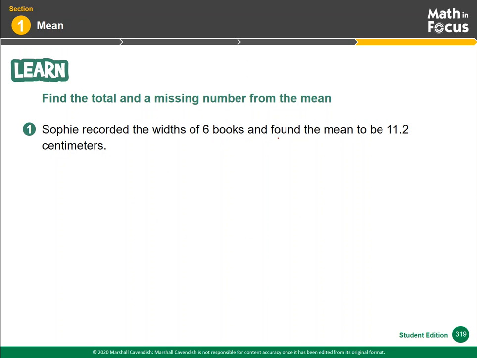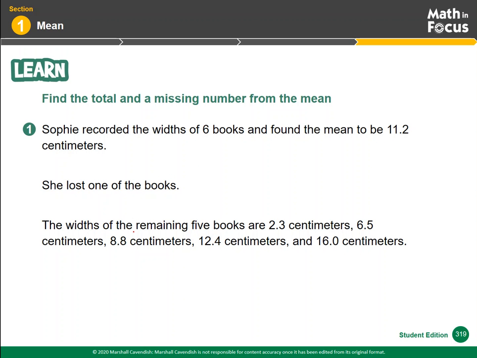Sophie recorded the widths of 6 books and found the mean to be 11.2 centimeters. She lost 1 book, and I hope that wasn't a library book. The widths of the remaining 5 books are shown here. I don't need to go through those. So we are going to work in reverse. When you're finding the average, or the mean, we sum the items.